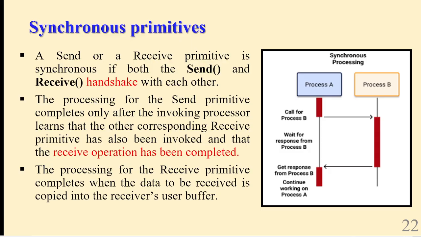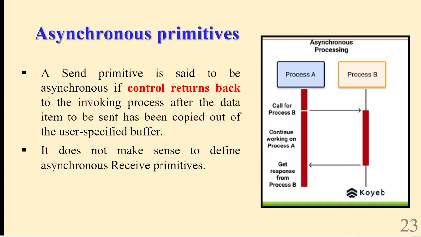In synchronous processing, as you can see, there is a process A and process B. The process A will call for process B and it will wait that much time. Whatever work process A was doing, it will hold it. It will wait for the response from process B, only then it will continue working. That is synchronous primitive. In asynchronous primitive, what will it do?